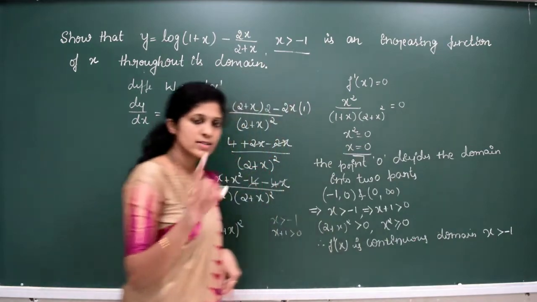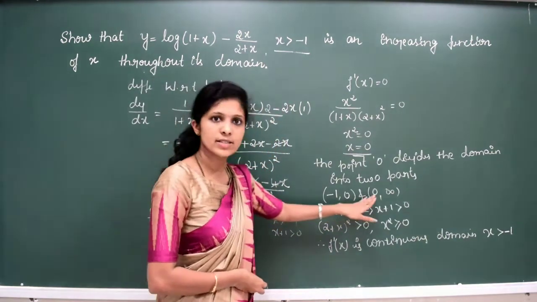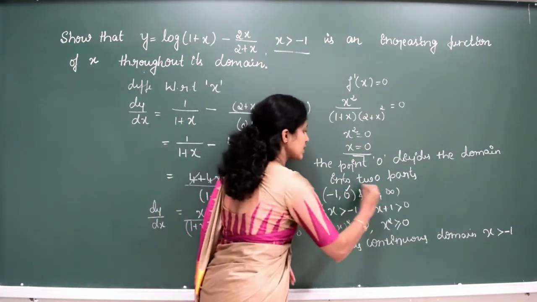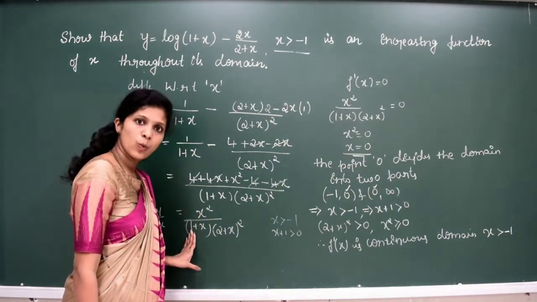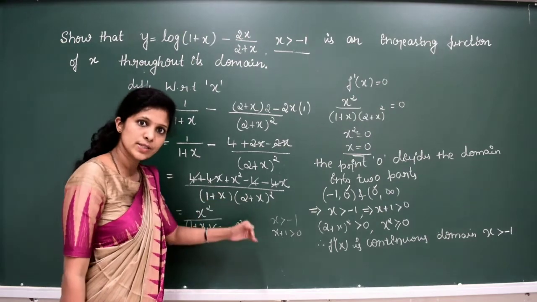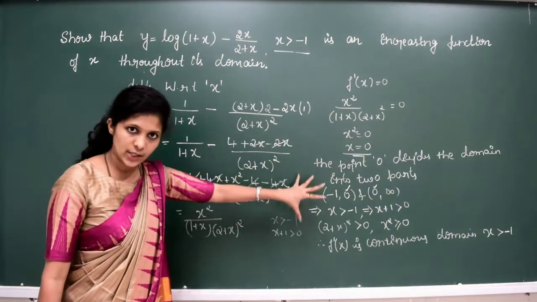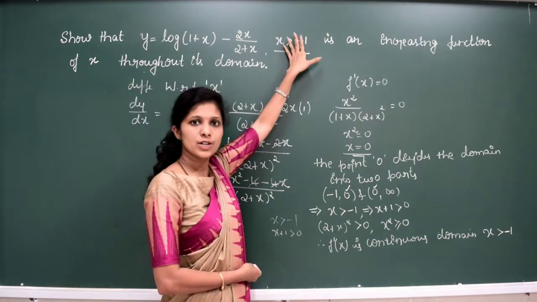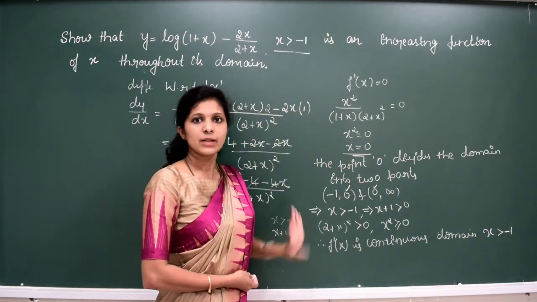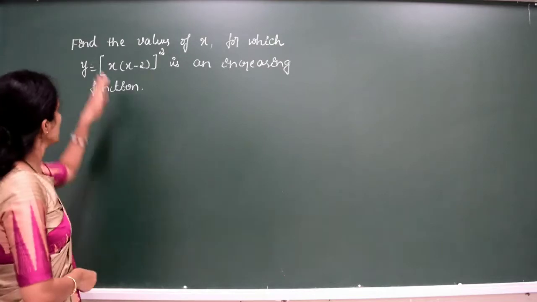Is it clear? The point 0 divides the domain into minus 1 to 0 and 0 to infinity. But at the point 0 also the function is continuous. If you substitute, this is 0, 0 by 2, right? 0 by 2 will be equal to 0. So the function is continuous at 0. So now it is increasing on the domain of the function, that is x greater than minus 1.